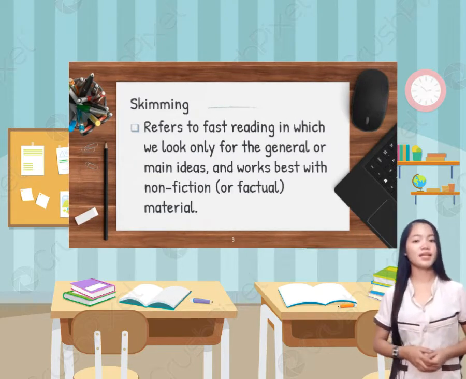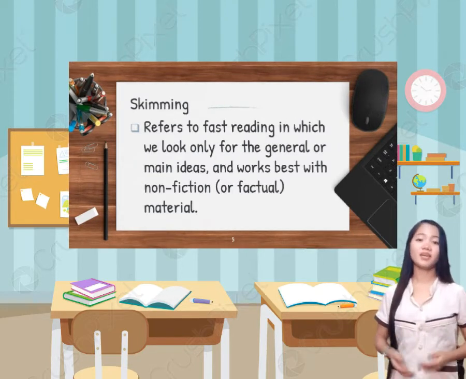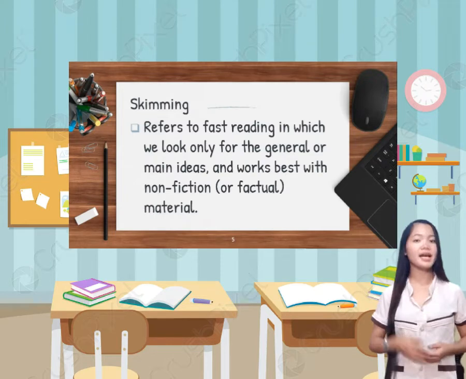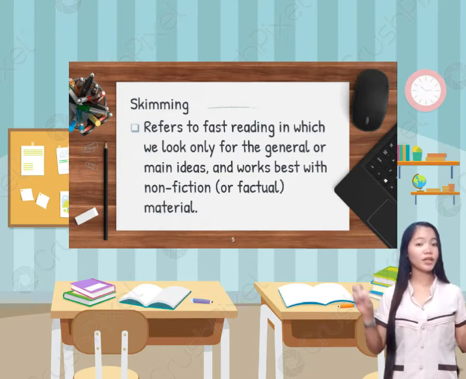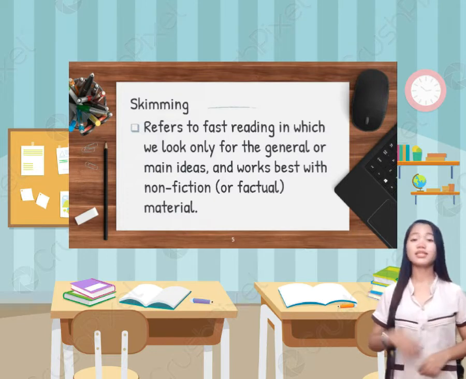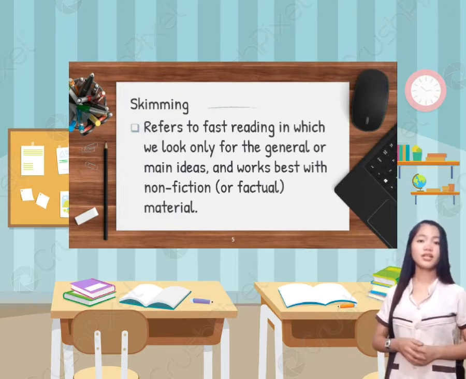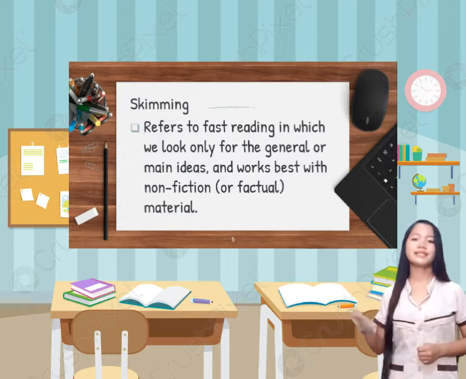The second one is skimming. Skimming refers to fast reading in which we look only for the general or main ideas and works best with non-fiction or factual material. So skimming is achieved by reading only the text which is considered to be relevant. And also, skimming requires a lower understanding of word recognition compared to scanning.